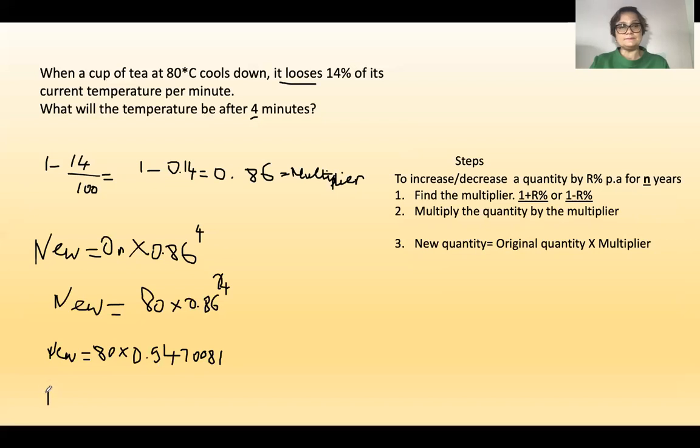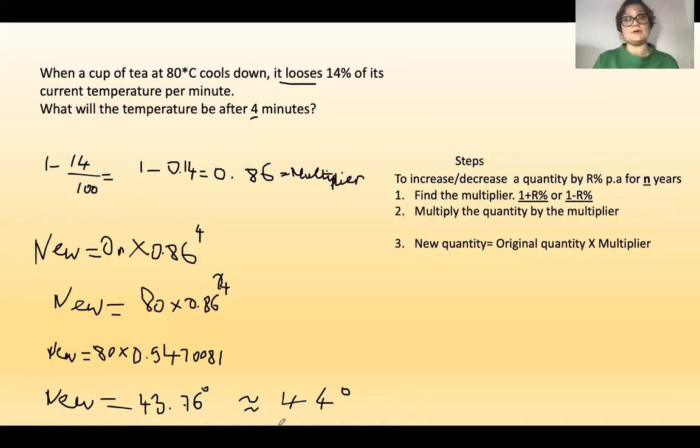And then new equals, so 80 times 0.547081. The answer is going to be 43.76 degrees. And if you round this one to the nearest whole number, this one is going to be around 44 degrees Celsius. There you go. So after 4 minutes, this is how much the temperature of the cup of tea is going to be. So it's a decrease of the quantity.